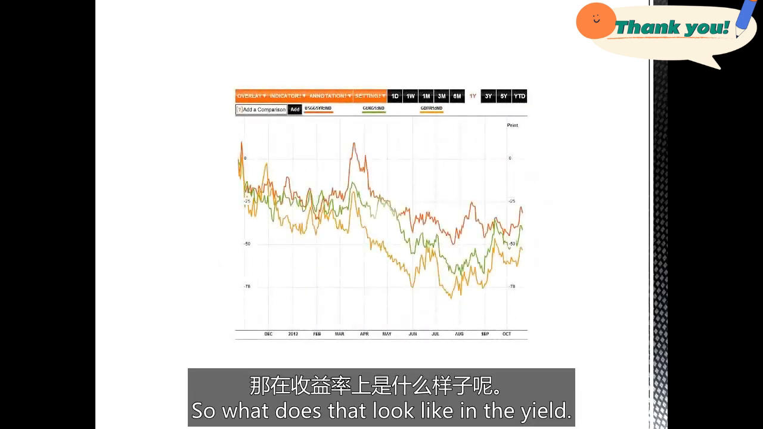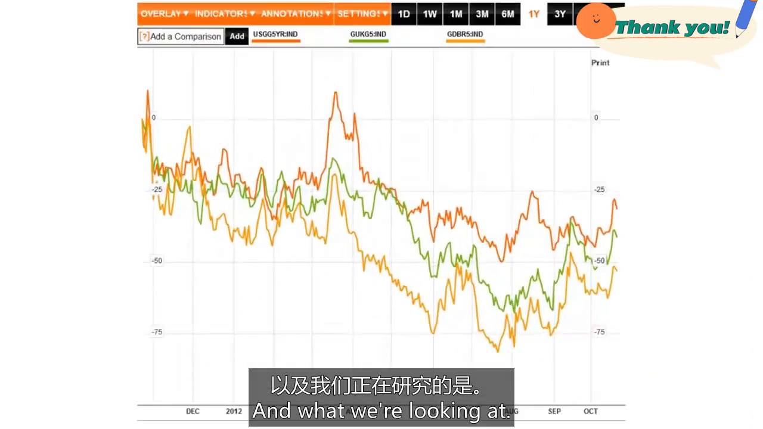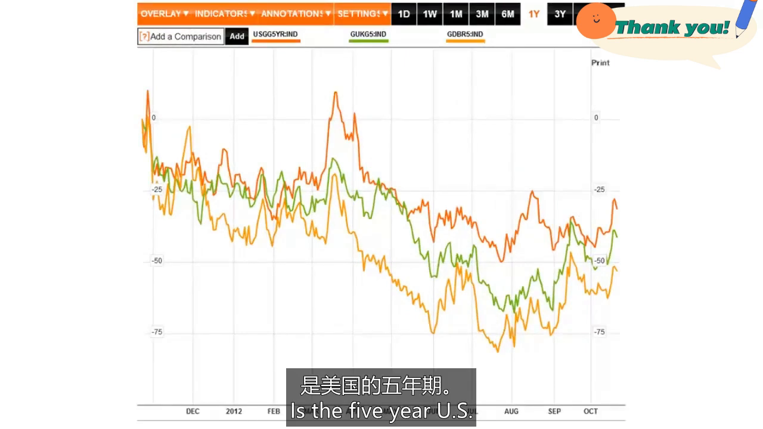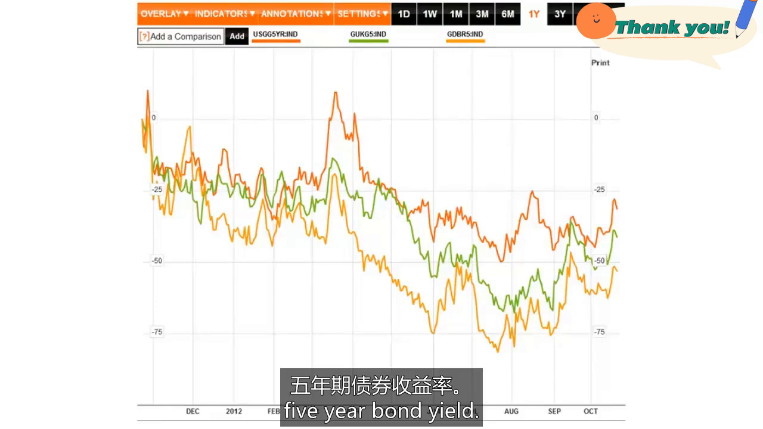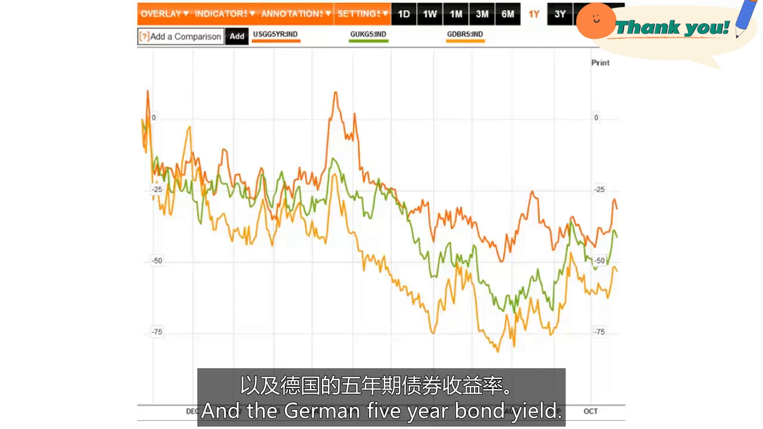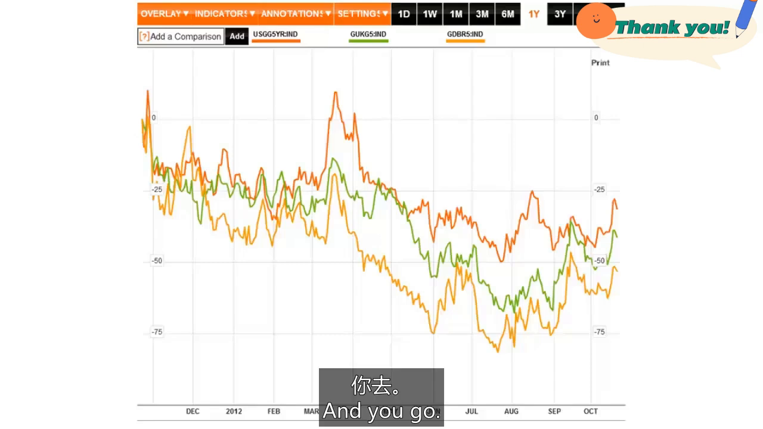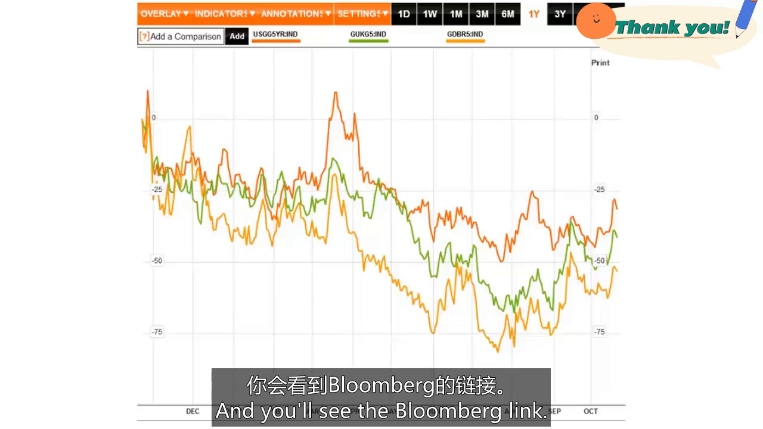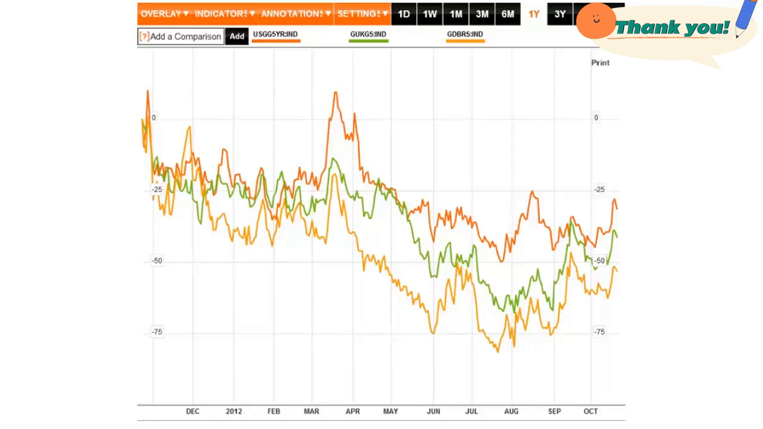So what does that look like in the yields? What we're looking at is a bond yield triad. Specifically, we're looking at the 5-year U.S. Treasury T-note, the UK 5-year bond yield, and the German 5-year bond yield. And how I got this chart, I went to Bloomberg.com. If you do a Google search on 5-year U.S. Treasury government bond yield and click on that, you'll see the Bloomberg link. Do the same thing with the UK 5-year bond yield, Bloomberg.